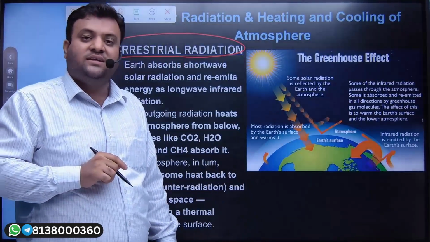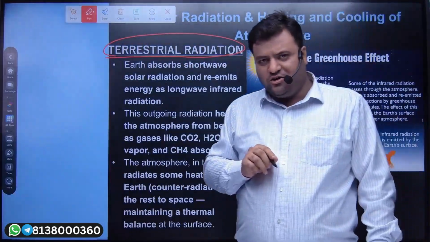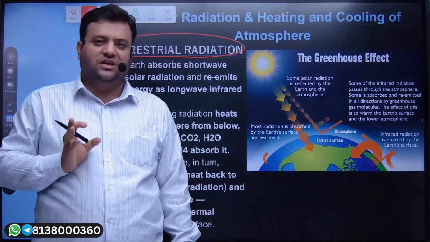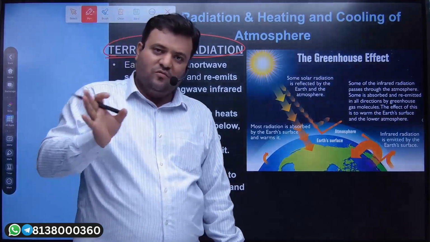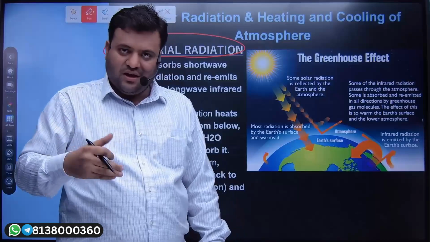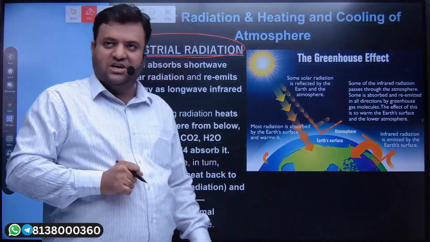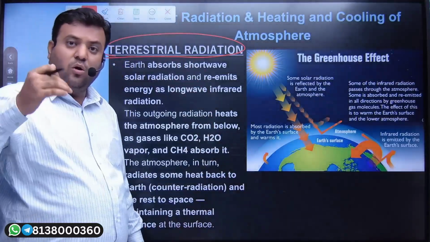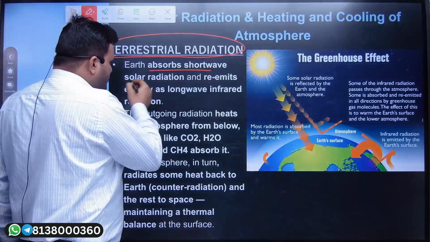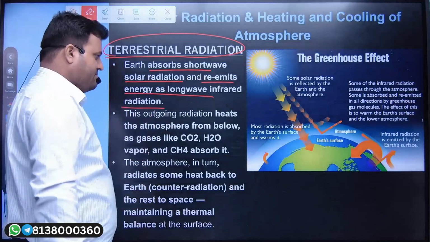In order to maintain thermal equilibrium, in order to release that excess temperature which has been absorbed because of the insolation. As per the law of thermodynamics, in order to attain the thermal equilibrium state, earth releases back that excess heat in terms of long wave radiation or terrestrial radiation or infrared radiation. So earth absorbs short wave solar radiation and re-emits energy as long wave radiation.